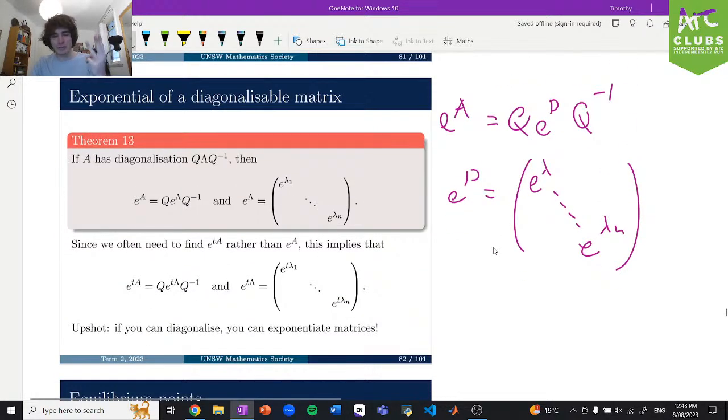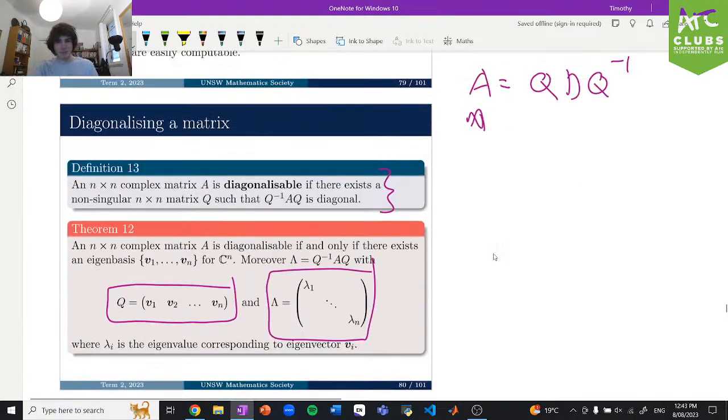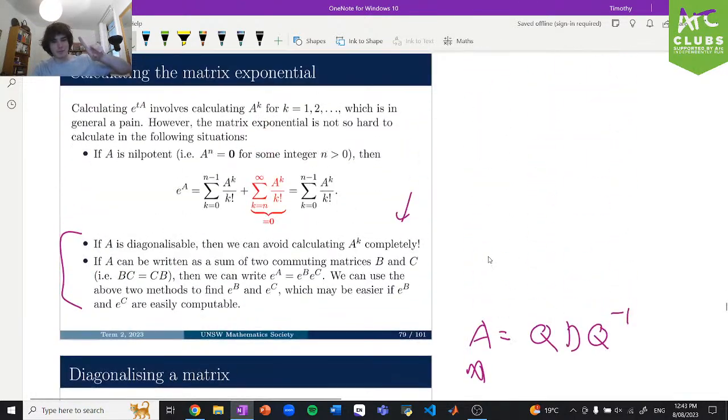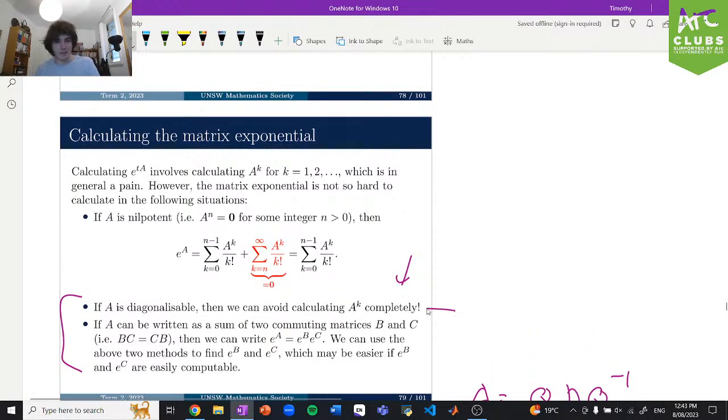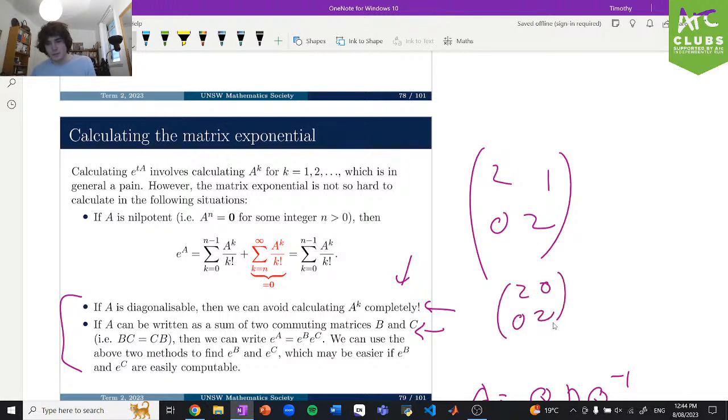But essentially, our three methods usually for calculating the matrix exponential: either diagonalize it, which is really cool, because if we have a diagonalizable matrix, then that's lovely. Or, if A can be written as a sum of two commuting matrices. What this often refers to is if we have a matrix that looks like 2, 1, 0, 2, this could be written as 2, 0, 0, 2 plus 0, 1, 0, 0.